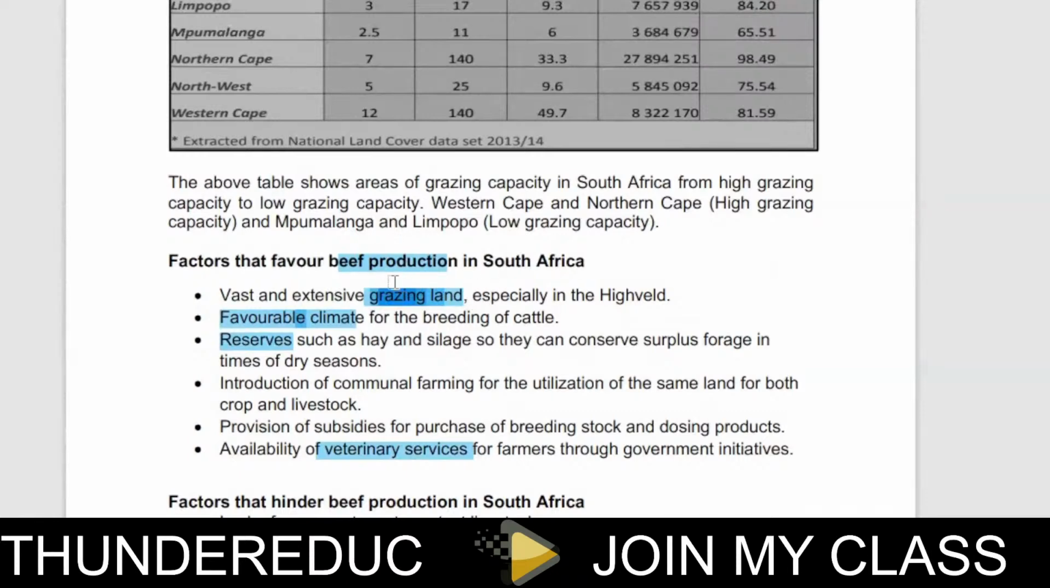But in this case, learners, I want you to be in position to extract out which ones are natural or physical and which ones are human or other factors. Take an example. Grazing land is natural. Okay. Favorable climate is natural. Okay. Communal farming, this one is not natural. It can be human or other factors. Subsidies, this is human. Okay. Veterinary. So these two here are natural.